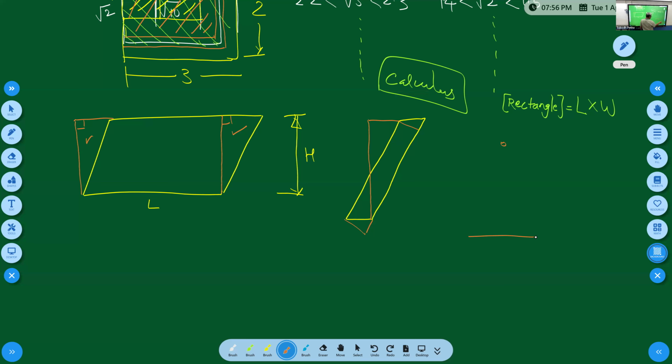Very good. But if it doesn't fall, then what? That is what is happening here. Idea is to drop perpendicular from this vertex over the base. Like this, it is falling, but not necessary every time it will fall.